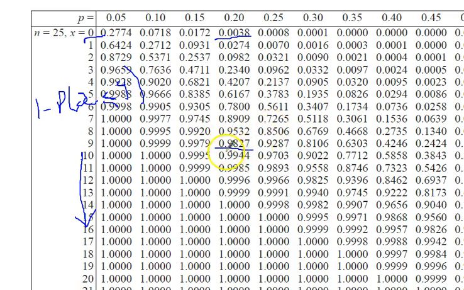So I'm right to have the cutoff here, because 1 minus the 9 is within the limits, and that's the probability for 10 or more. So critical region is 0 and 10 or more.